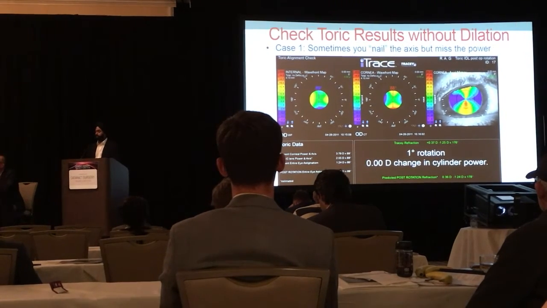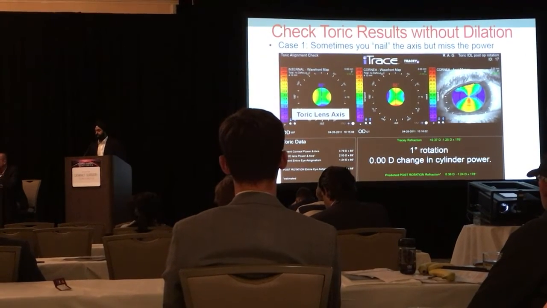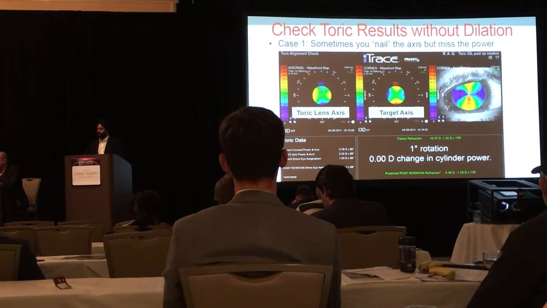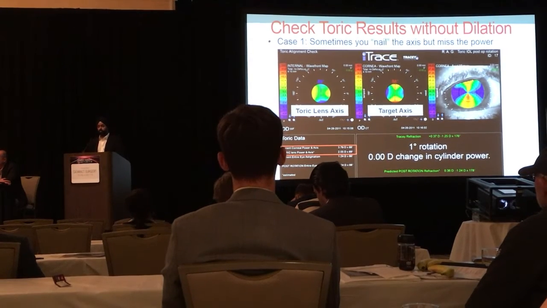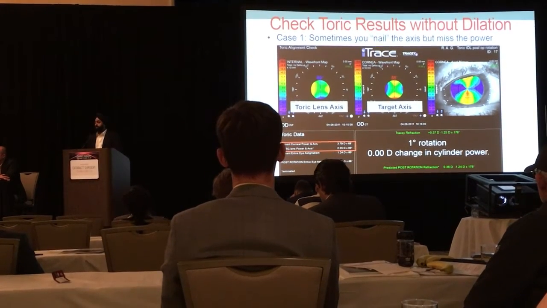So here's an example of a patient where we're pretty much on axis, it's perfect. There's your IOL, there's a target, and you're pretty much on the same axis, you're perfect. But the problem is you were off on your power. So it tells you, don't rotate this. This is someone who may need an LRI or some type of enhancement.